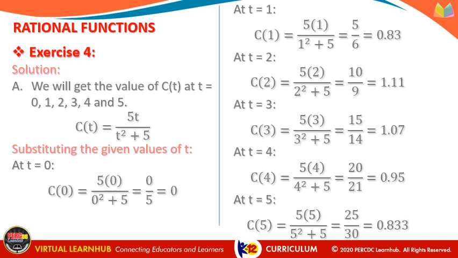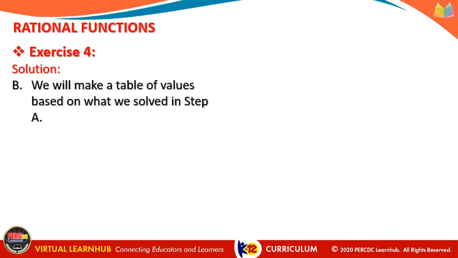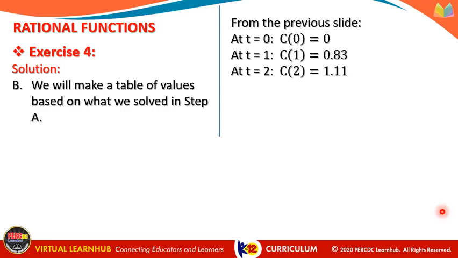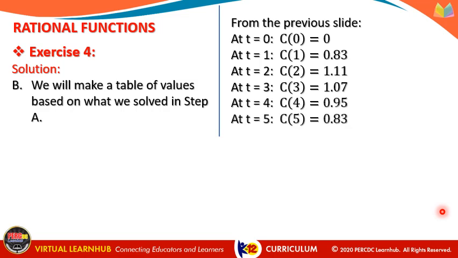Tapos, ang step B is ayusin lang naman natin in table form. So, again, ito yung mga values na nakuha natin. If T is 0, the value of the concentration is 0. At T is 1, the concentration is 0.83. At T is 2, the concentration is 1.11. At T is 3, the concentration is 1.07. At T is 4, it's 0.95. And lastly, at T is 5, the concentration is 0.83.